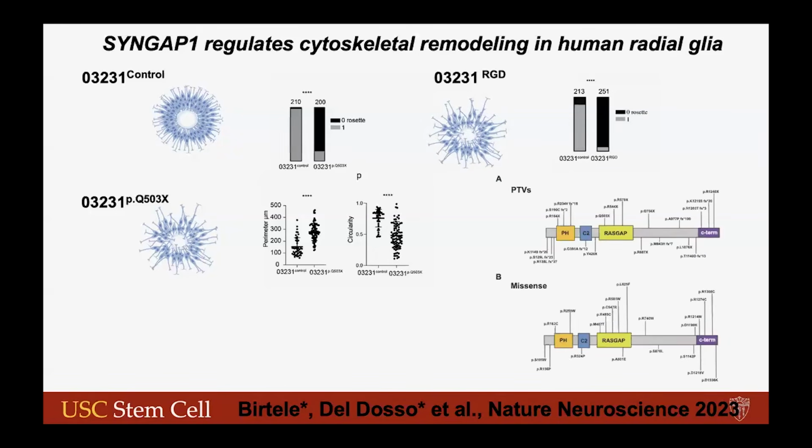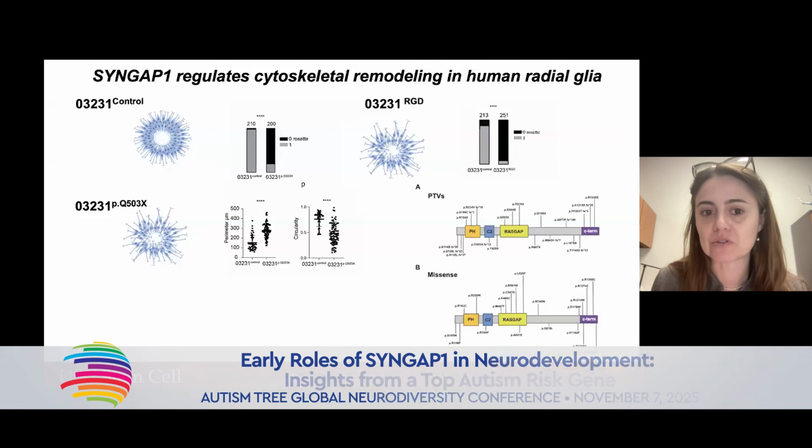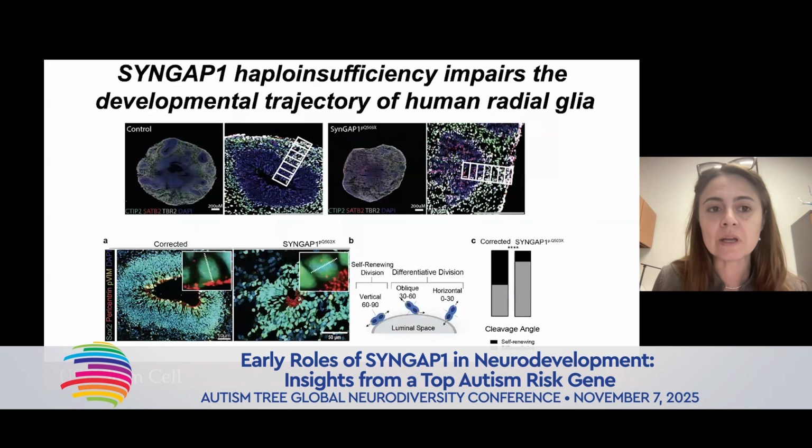Now, SYNGAP1 is a very complex protein, so here you can see SYNGAP1 has different domains. And what we are interested in doing now is to extend our investigation to other variants and really try to understand what is the function of other different domains during early development. So this is something that we are now trying to do in the lab.